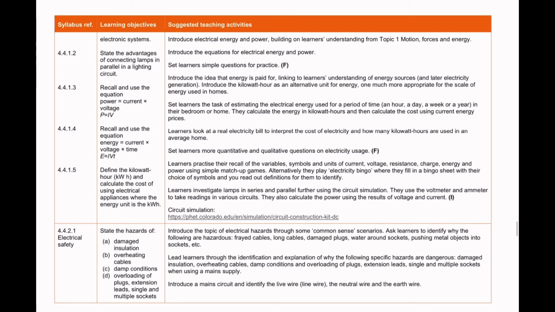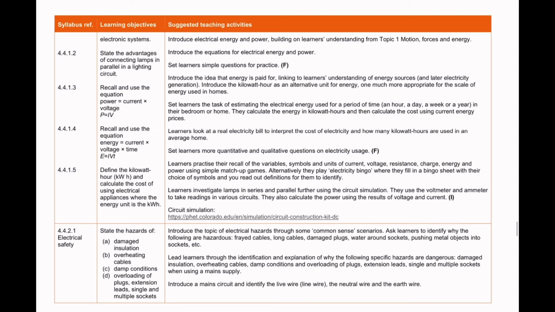Recall and use the equation: energy is equal to current times voltage times time, or E is equal to I times V times T. Define the kilowatt hour, kWh, and calculate the cost of electrical appliances with the energy unit as a kWh. Key concept: electrical safety. Learning objectives.